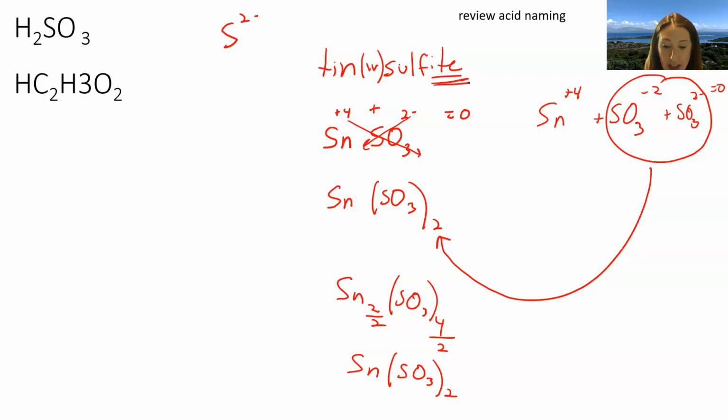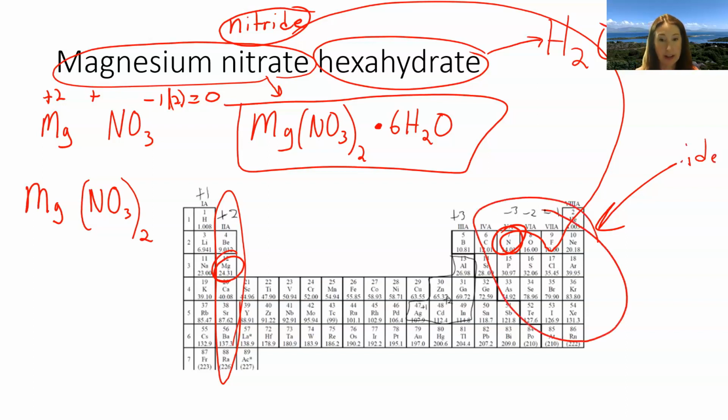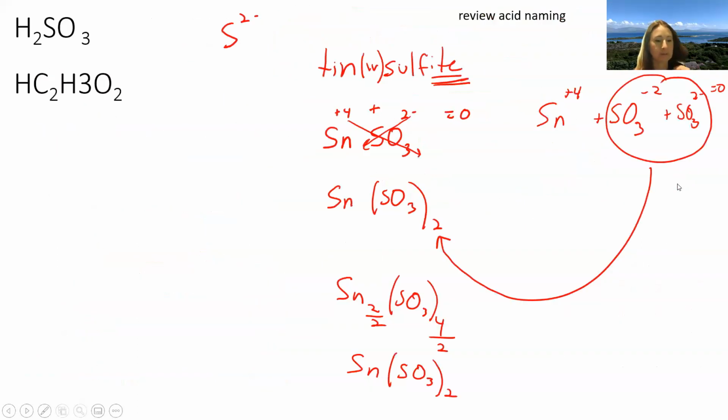These last 3 letters are going to be very important. If they don't say IDE, that means it's a polyatomic ion. If it says IDE, it comes from the periodic table. So anything that says IDE at the end comes from the periodic table. If it doesn't end in IDE, it's a polyatomic ion.